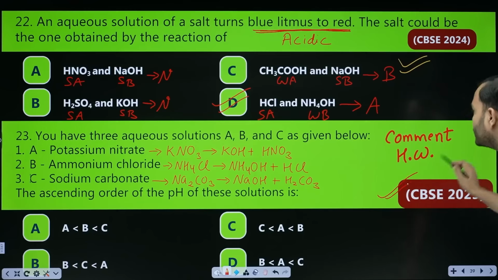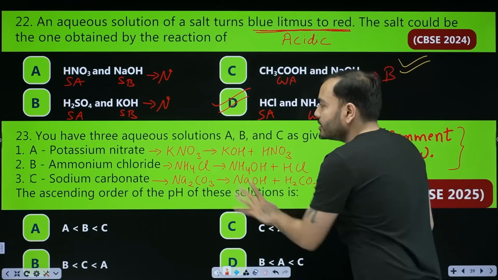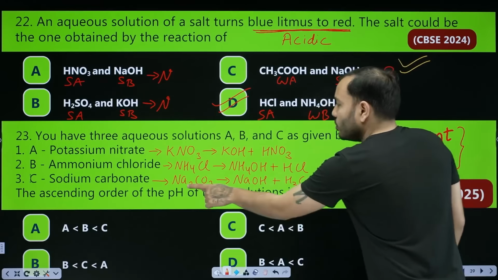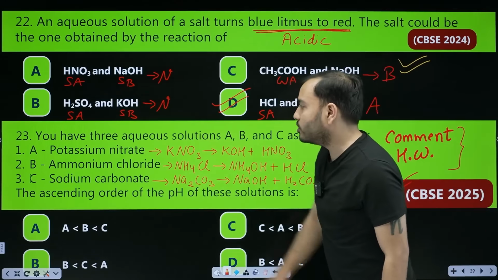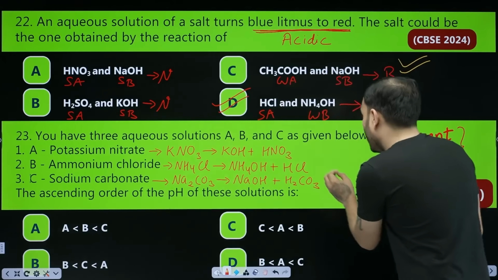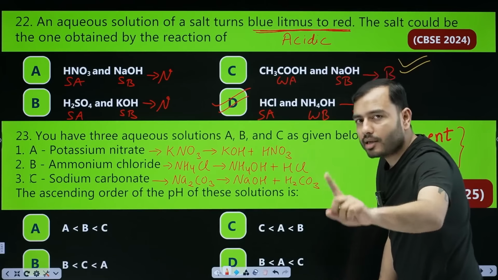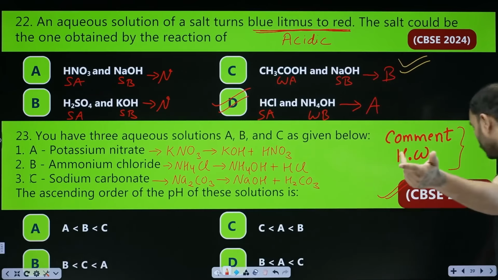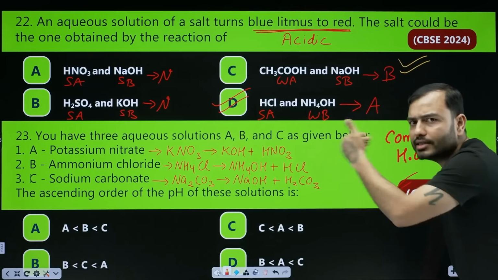Next is CBSE 2025. I have given you homework. You have to comment. There are 3 solutions, A, B, C, and you are asked to put them in order of pH. They are 3 salts: potassium nitrate, ammonium chloride, sodium carbonate. What are they formed of? I have shown you. You comment and tell the answer of pH. One is acidic, one neutral, one is basic. Then you would arrange it by pH. Base would be the highest pH, neutral 7, acid less than 7.